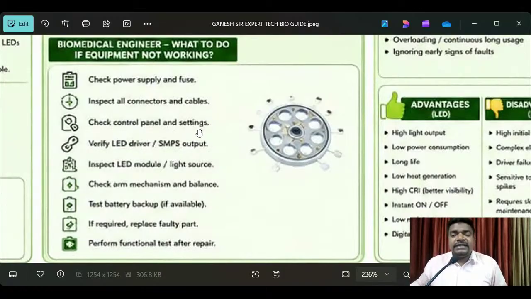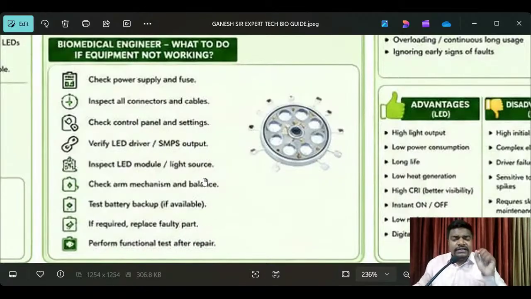Check control and panel settings, and simply follow. If you follow all these blindly, definitely at the end you will say, this is it, I did it, and you may get that much confidence. So first of all, check power supply and fuse. Next, inspect all connections and cables, check control panel settings, verify LED driver SMPS output, and inspect the LED module light source. Check alarm mechanism and balance, and test battery backup if available. If required, replace the faulty part and perform a functional test after repair.